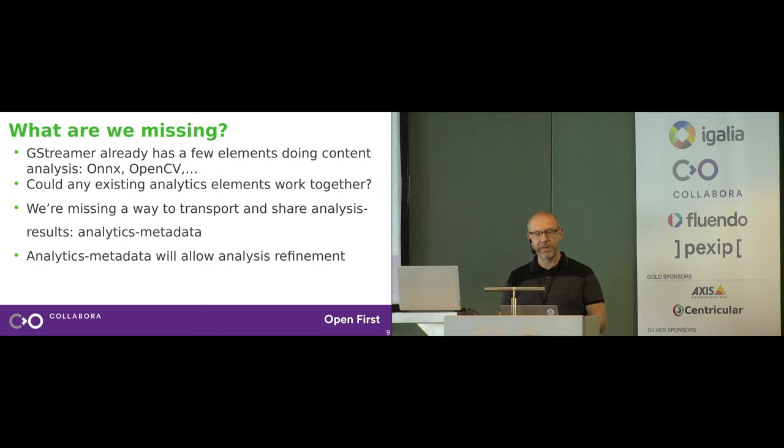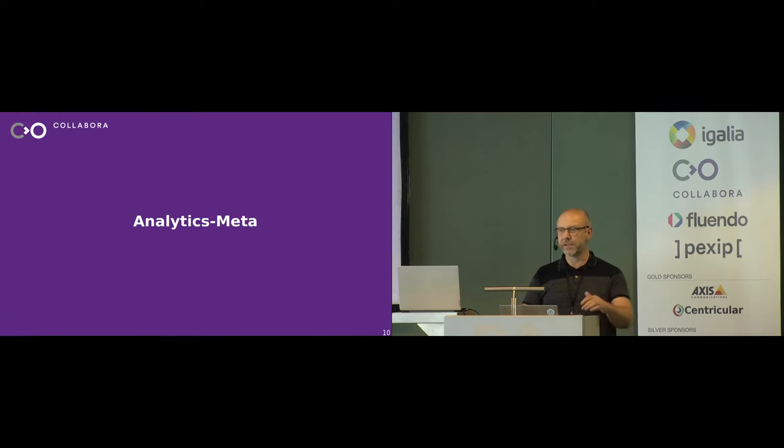So yeah, that's one thing that is missing, so once we have this, we'll be able to do analytics pipeline refinement. So have a multi-level analysis, where each element is specialized to build on top of the first ones. So now I'm going to dive into how we could. So that's sort of what we're missing today in GStreamer to do refinement of analytics.